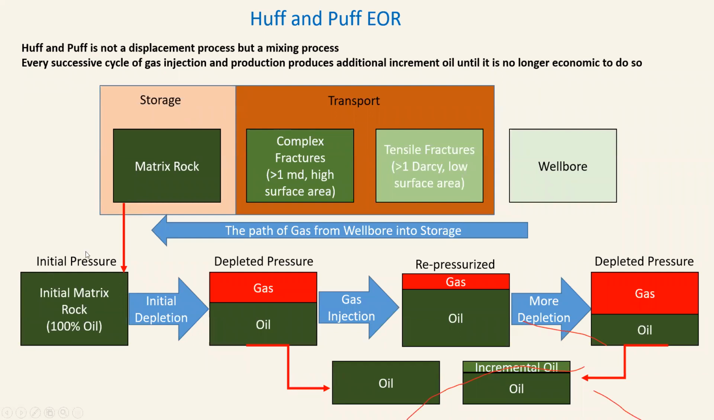Now, inside the matrix rock, we have our initial 100% oil, let's say matrix rock. We deplete it, and then we have a gas and oil in our reservoir. We repressurize it, so some gas gets back into the oil, but not all of it. We can't ever really get all of it when we inject gas. And then we redeplete it. And every time we repeat this cycle, a little more incremental oil comes out. And that's how Huff and Puff EOR works, very simplistically.